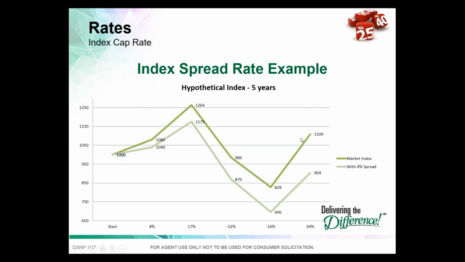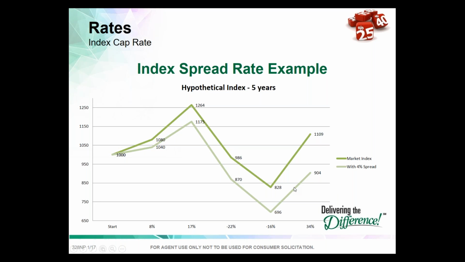And then this huge year, the 34% at the end. The index goes up 34%, big rebound. With a spread index, the client could get 34 minus 4, a positive 30% index credit, which is kind of interesting, and that makes this a compelling index selection. Is that the idea that you can really participate in some of the large upsides?